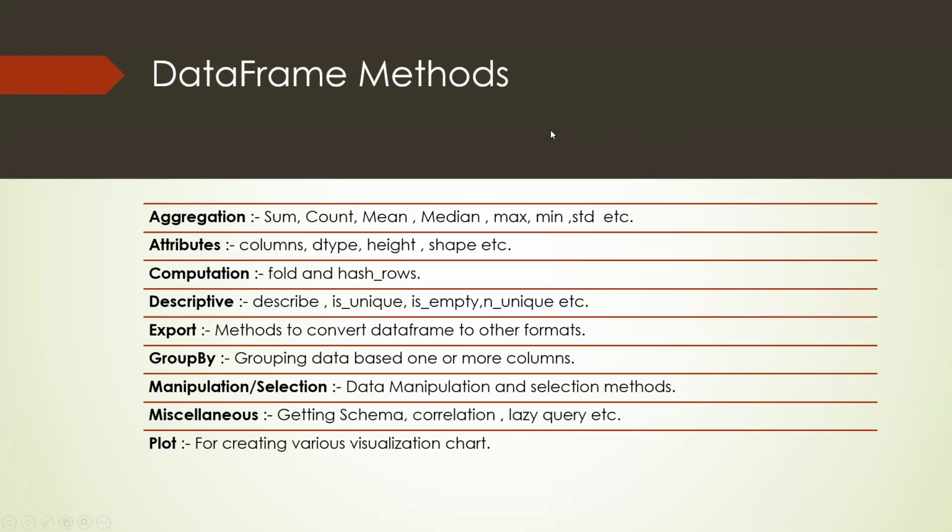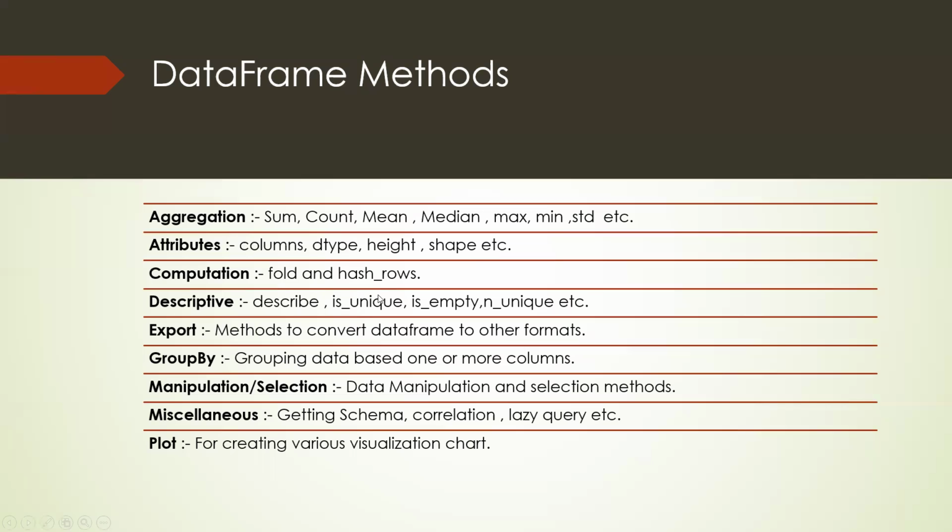So when you talk about DataFrame methods, it supports aggregation methods where we can perform the operations of sum, count, mean, median, etc. on a particular column. Then we have the attributes type. Attributes will give us the names of the columns, dtypes, the height and the shape. Shape will give you the number of rows and number of columns. So basically, if you want to know about the attributes, these are mostly used when we are doing a kind of data exploration. Next is the computation methods.